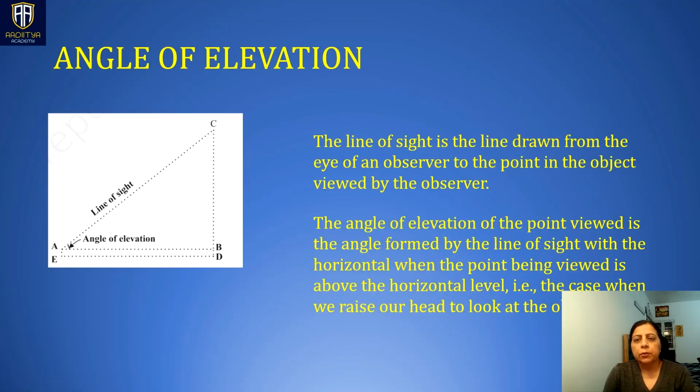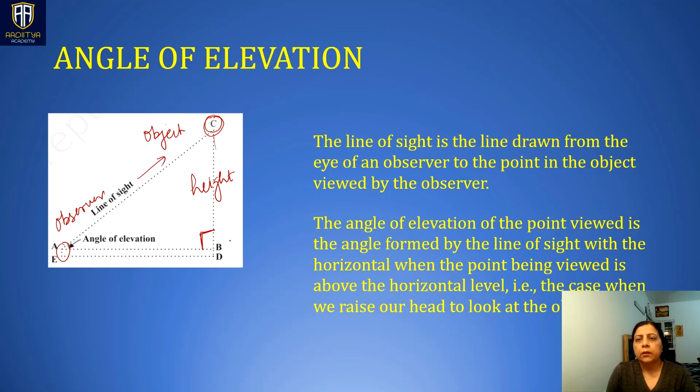So this is the diagram. You can see that line of sight. This is line of sight. The person is looking from here to some object at C. Here we have our object and the observer is here. And the vertical line, the perpendicular line which joins the object to the point exactly below that object, is called height.